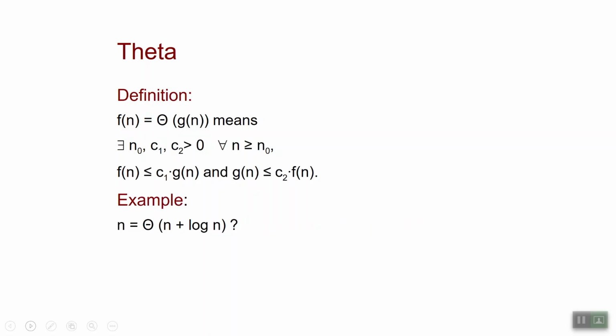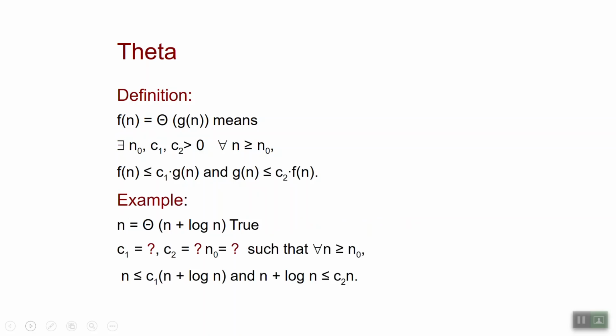For example, we can ask if n is theta of n plus log n, and the answer is yes. This extra summand log n will not change the asymptotics. So what are the constants c1, c2, and n0 that satisfy our definition? Well, we can take, for example, 1 for c1. This will ensure that n is at most 1 times n plus log n, which is obvious. And for c2, we can take 2. And this will ensure that n plus log n is at most 2n, which is again obvious.